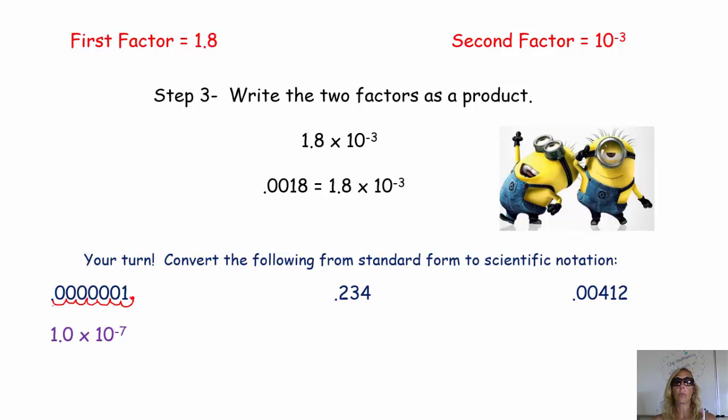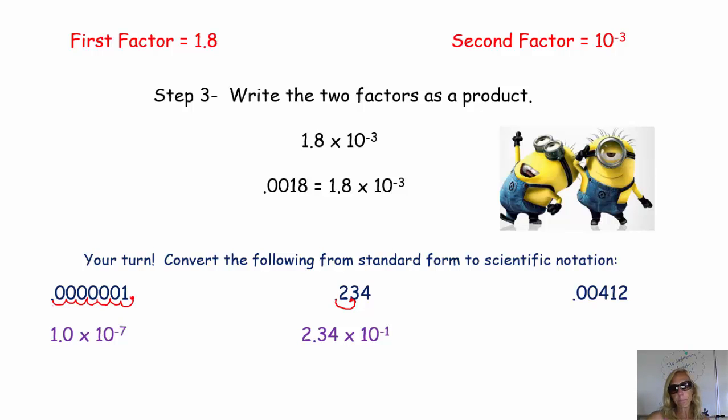Let's look at 0.234. Where can I move the decimal point so that that number falls between 1 and less than 10? Exactly. I can move it right here between the 2 and the 3 because 2.34 falls between 1 and less than 10. How many places did I have to move the decimal point? I only had to move it once. So if I'm going to write that out into scientific notation, it'll be 2.34 times 10 to the negative first. The negative 1 is there because I had to move it to the right 1 place.